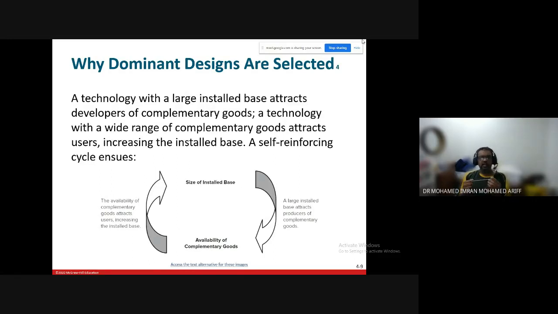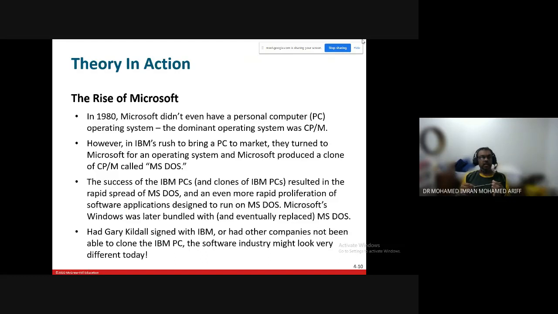Why are dominant designs selected? A technology with a large install base attracts developers and complementary goods. A technology with a wide range of complementary goods attracts users, increasing the install base. Meaning, because you are using the same type of technology that others use, you are going to attract more people to your product, and they reinforce each other. Let's say you develop a new product on Android and you know there are a lot of Android customers, so you attract people as well. A little bit on theory.